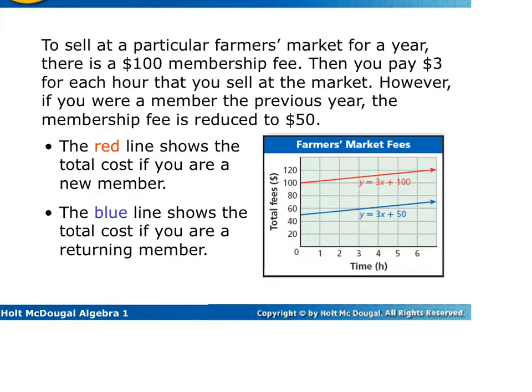So it's just a word problem, and it says to sell at a particular farmer's market for a year, there's a $100 membership fee. And then you're going to pay $3 an hour for each hour that you sell at the market. However, there's another place where the membership is only $50. So it's the same cost per hour, but one place charges more of a membership fee. So that's the difference between the two lines. It's just a graph representation of a word problem.